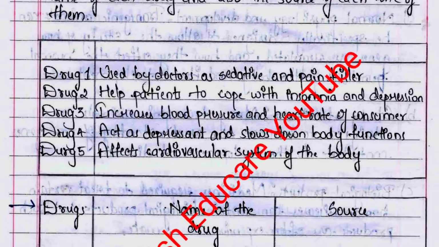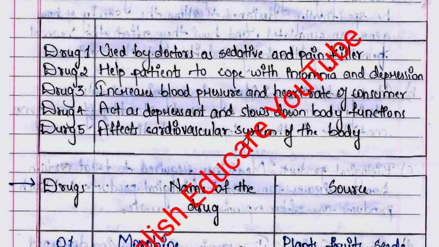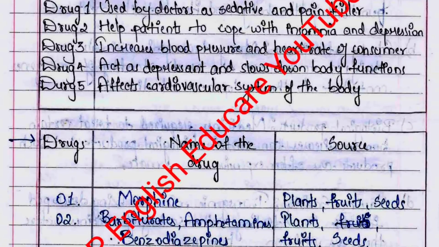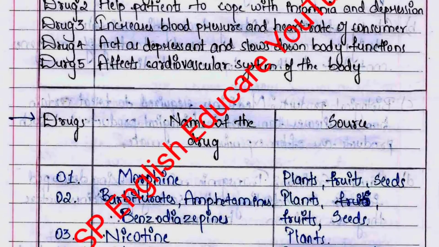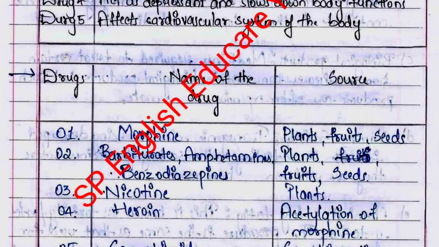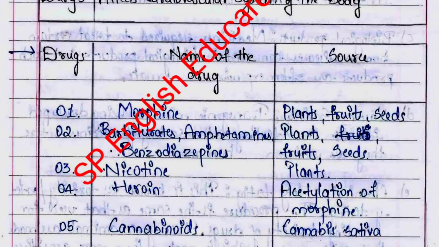Drug 3, increases blood pressure and heart rate of the consumer. Drug 4 acts as a depressant and slows down body function. Drug 5 affects the cardiovascular system of the body, and the answer is below.